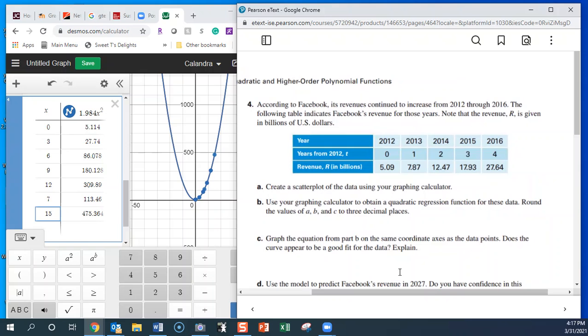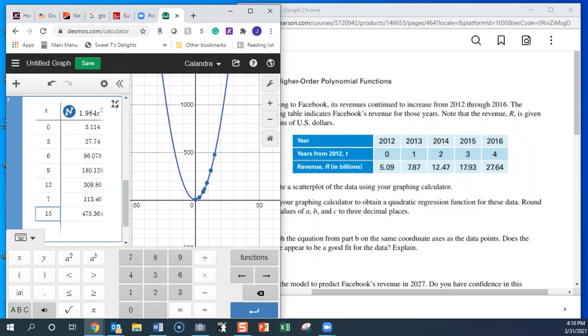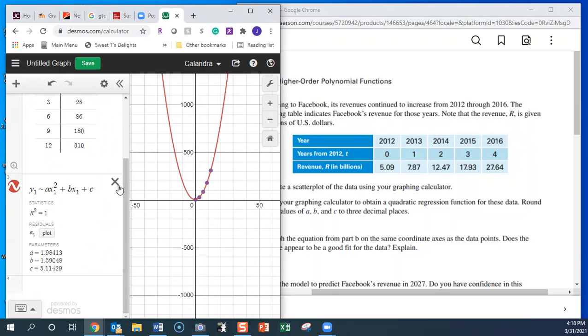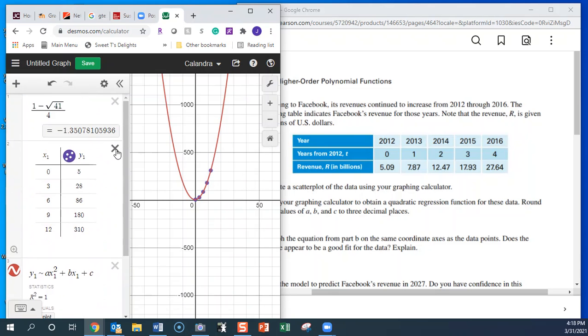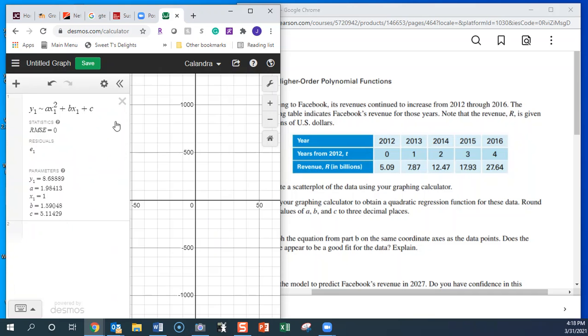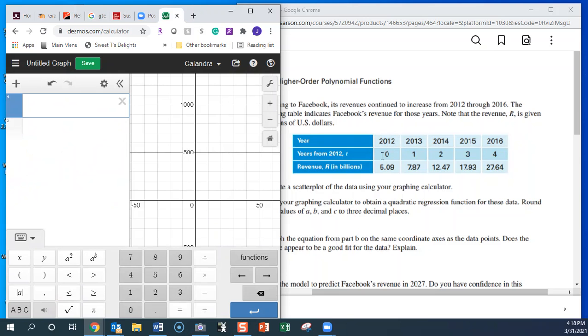It says, according to Facebook, its revenues continue to increase from 2012 to 2016. The following table indicates Facebook's revenues for those years. Note that the revenue R is given in billions of US dollars. It says, first thing, A, create a scatter plot of the data using a graphing calculator, which is basically what we did here before. Okay, so we have this.